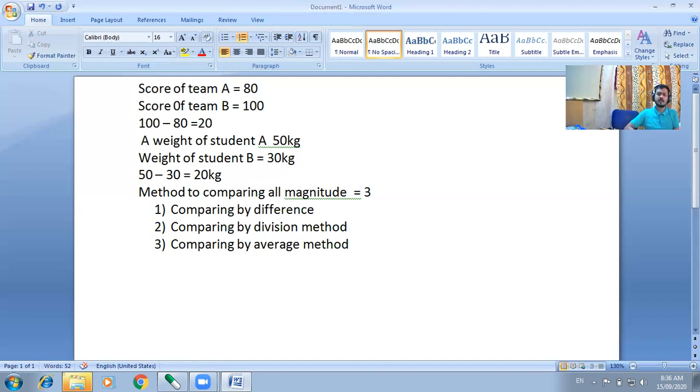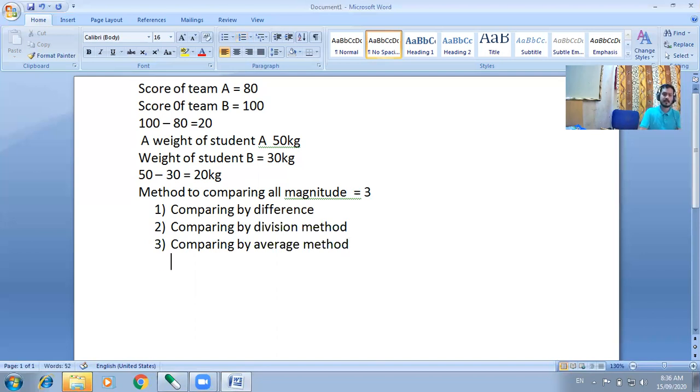The third method, comparing by average, is not studied in this chapter. It is a separate chapter, that is mean, mode, median. Everyone knows how to calculate mean, mode, and median. So in this chapter we will study only comparing by difference method and comparing by division method.